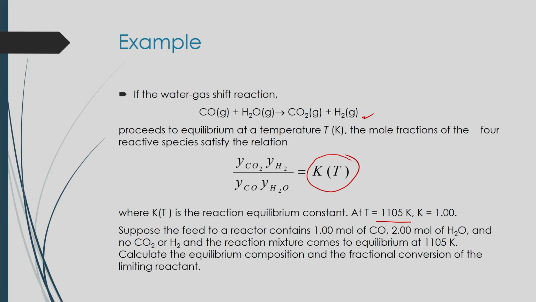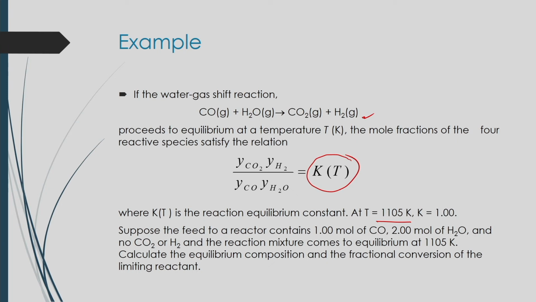Now, at this condition, suppose the feed to a reactor contains 1 mole of carbon monoxide, 2 moles of water, and no carbon dioxide or hydrogen, and the reaction mixture comes to equilibrium at 1105 K. So, in this operating condition of the reactor, you have to calculate the equilibrium composition and the fractional conversion of the limiting reactant.